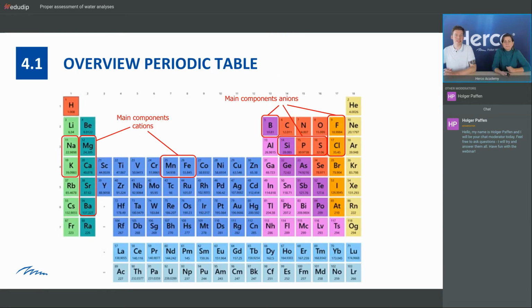Here we see the periodic table. So I think you have changed this already. Oh, yes. This was a bit confusing in the German webinar, so I made it a bit more detailed.